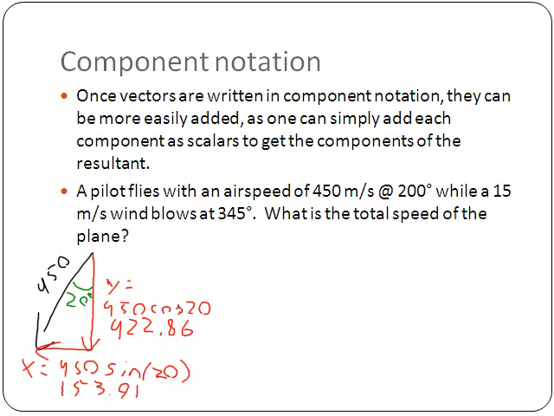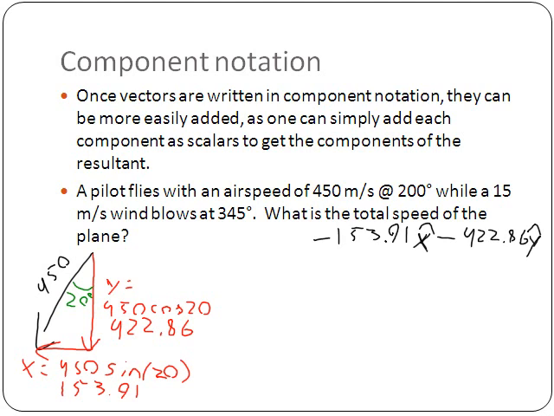For our first vector, our x is negative 153.91 x hat, minus, because the y is also negative, 422.86 y hat. That's a y hat, that's an x hat. All right, so we have our first vector. Let's look at our second vector.